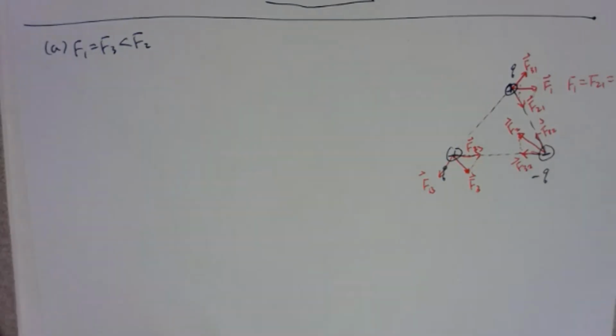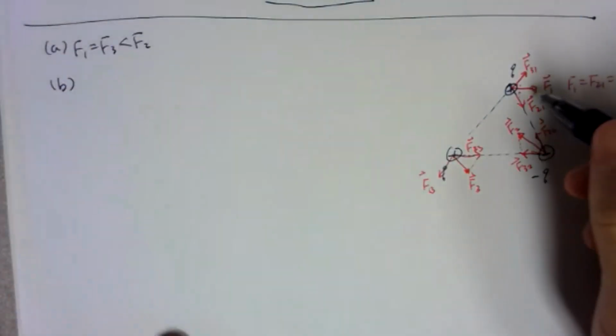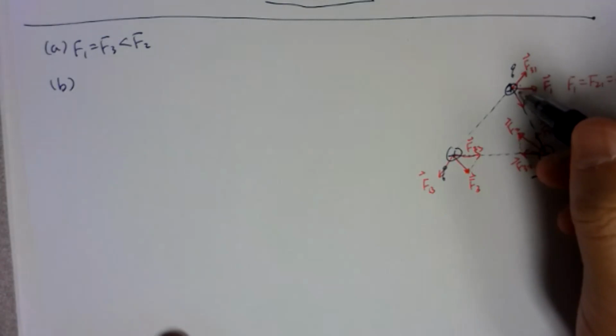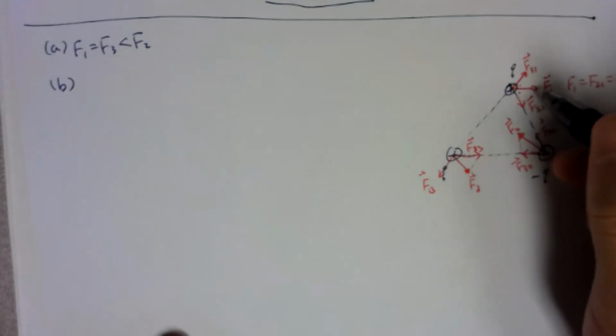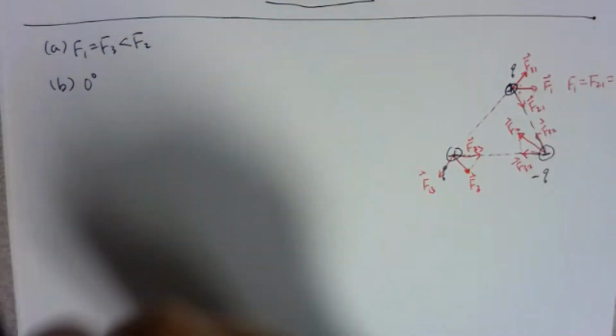For B, it says now what's the directional angle of the force by 1? So for the force by 1 here, this is 60 here, and 60 there. So 60, 60 here. So that means this is in the horizontal direction, which means it's 0 degrees for the angle. Okay.